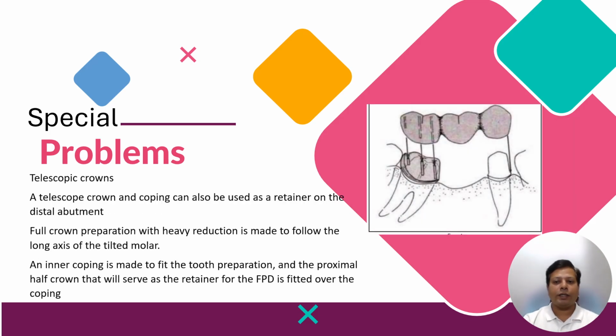Telescopic crowns are basically dual crowns which alter the path of insertion of fixed partial dentures. These crowns can be used on the retainers of the distal abutments. Here a full crown preparation with a heavy reduction is made to follow the long axis of the tilted molar with respect to the axis of the premolar. So the inner coping is made to fit the tooth preparation, and the proximal half crown that will serve as a retainer for the fixed partial denture is fitted over the coping.